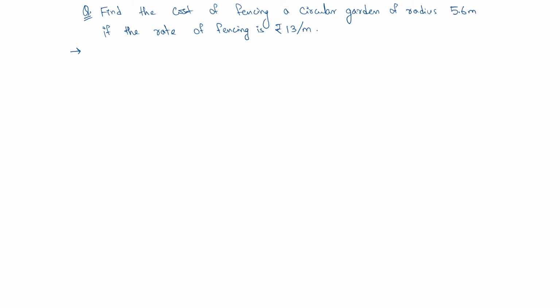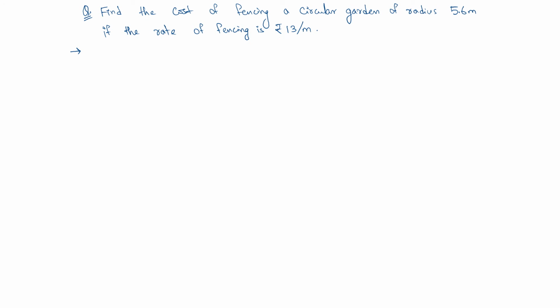So what's written out here? Find the cost of fencing. Now when you see the word fence, where do we do the fencing? In the boundary, isn't it? So when we are talking about boundary, we are talking about perimeter. So you have to find the cost of fencing a circular garden of radius 5.6 meter if the rate of fencing is 13 rupees per meter. In the last question it was 25 rupees per meter square. That means it was rate of area, per unit area, but here it is rate per unit length. That means we need to find the perimeter.